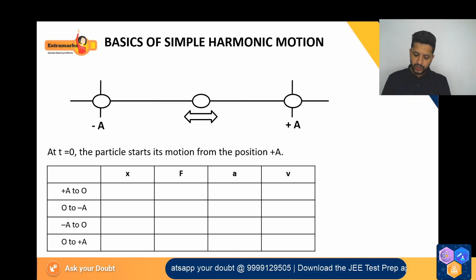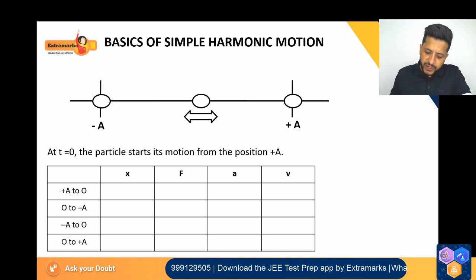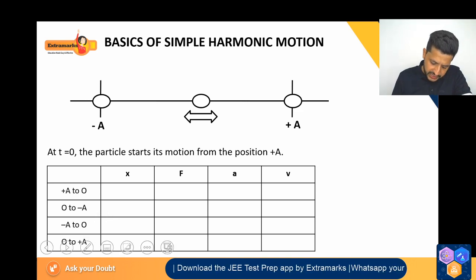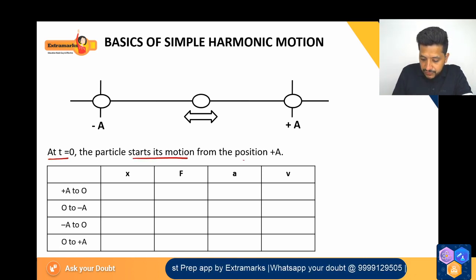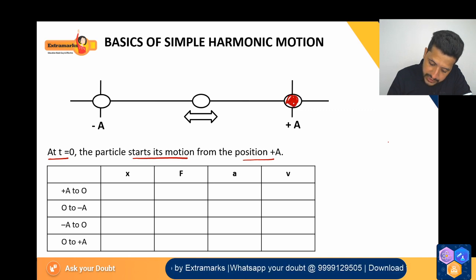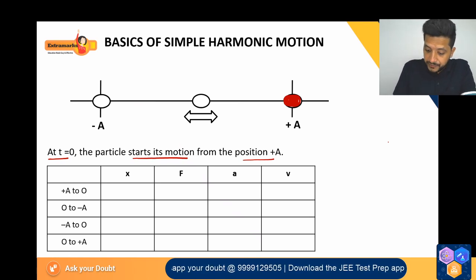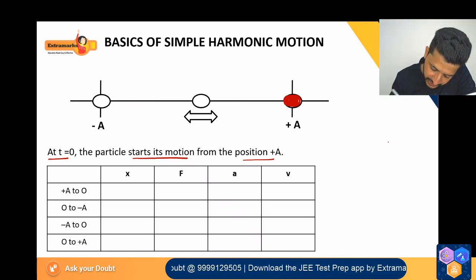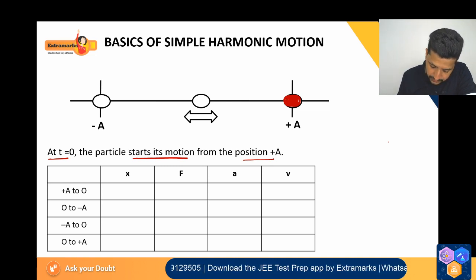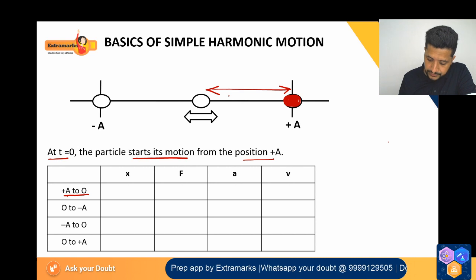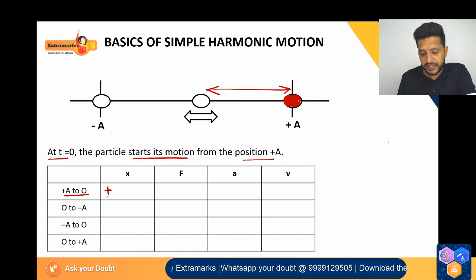Let us further see what all we can understand from this SHM. Here I have a particle and there are certain conditions which are given to us for this particle. At t equal to 0, the particle starts its motion from this point, or say I release the particle from this position. Where will this particle go? X is positive or negative? Look at this table, from plus A to O. In this region, X is positive. Correct?